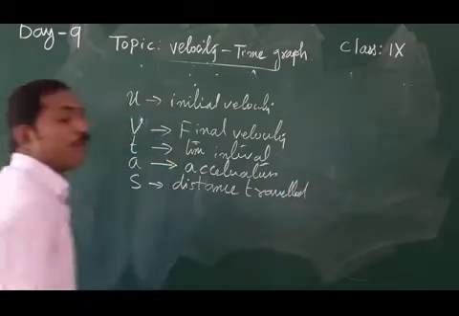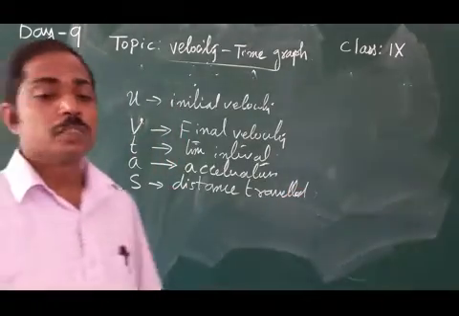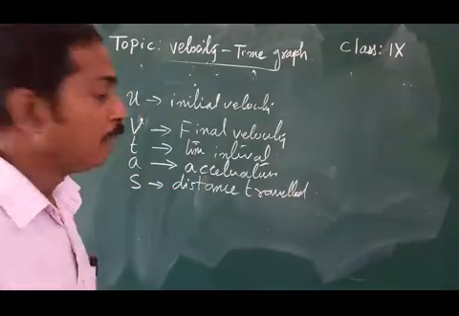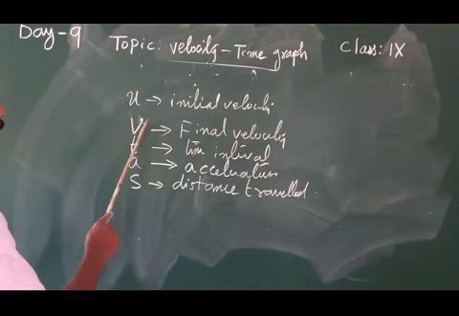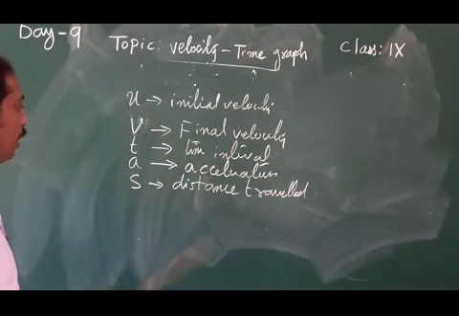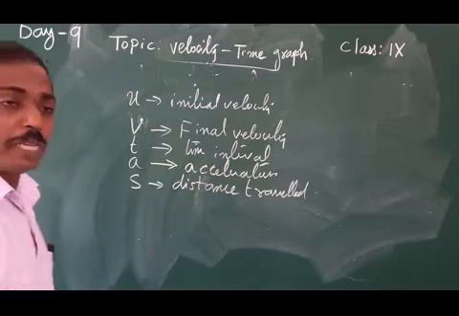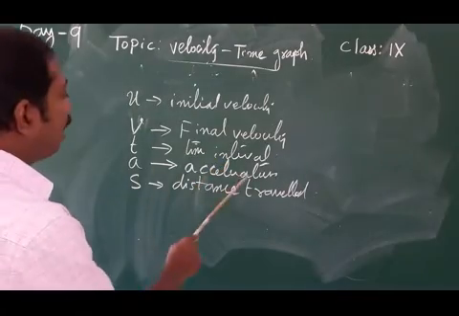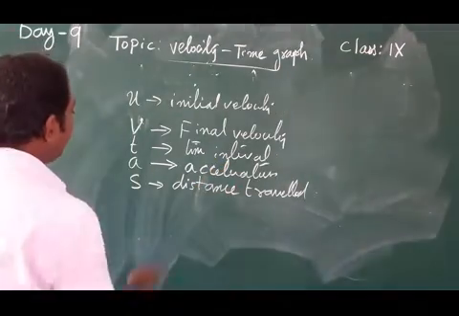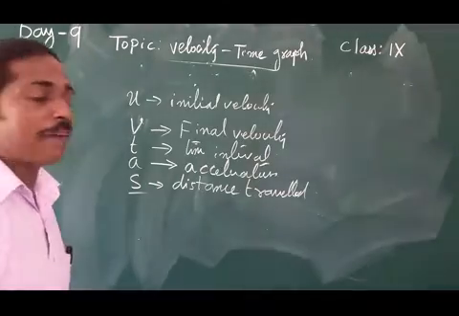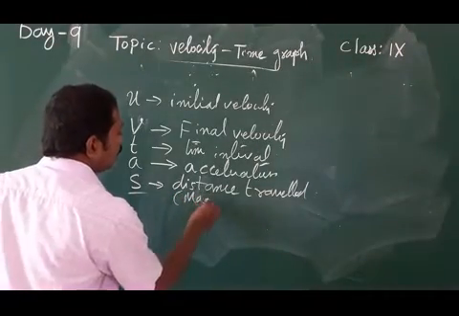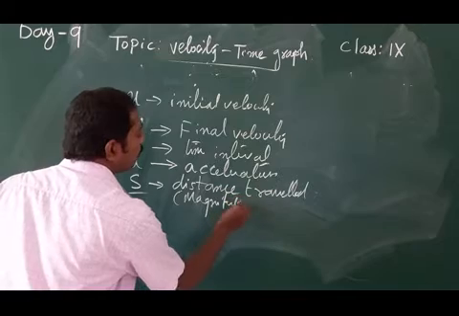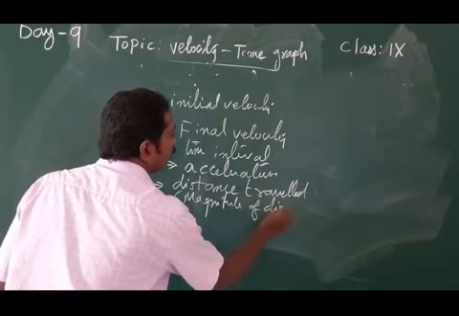Or magnitude of displacement. So we have symbols: u, initial velocity; v, final velocity; t, time interval; a, acceleration; s, distance traveled or magnitude of displacement.